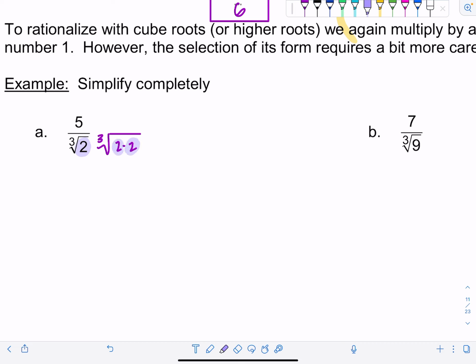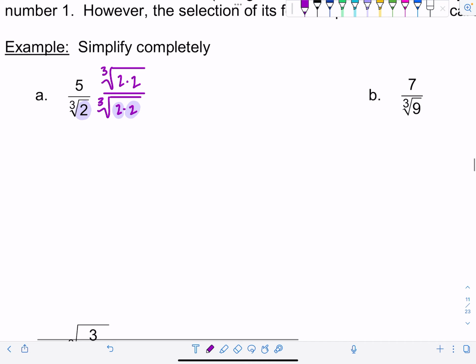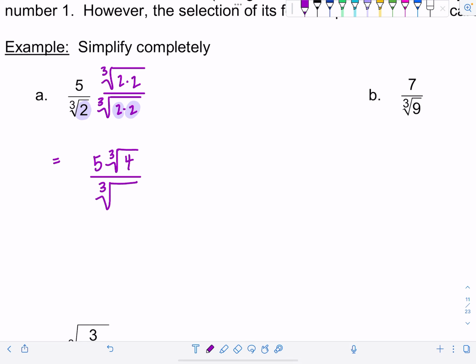You decide what to multiply by based on the denominator. And then whatever that ends up being, you write the exact same thing in the numerator so that you're only multiplying by 1, so that you're being fair. Okay, good. Now you clean it up. I know it looks a little ugly. We have 5 cube root of 4 over cube root of 2 times 2 times 2 is 8. Or I could have written 2 cubed, doesn't matter. And then we're done. So we have 5 cube root of 4 over 2.